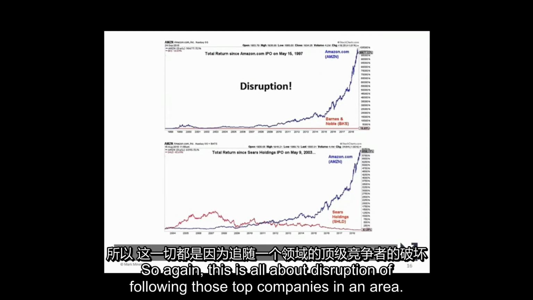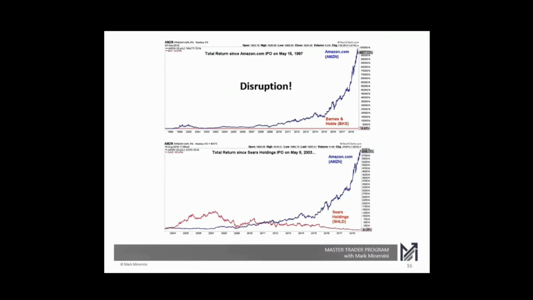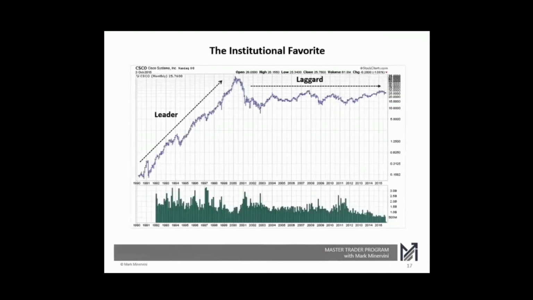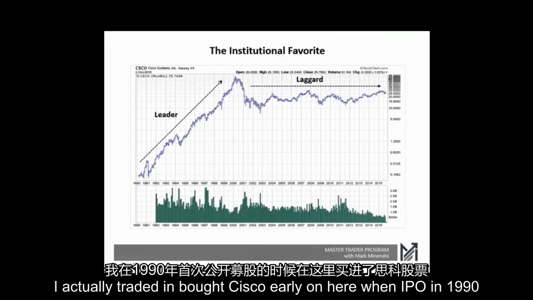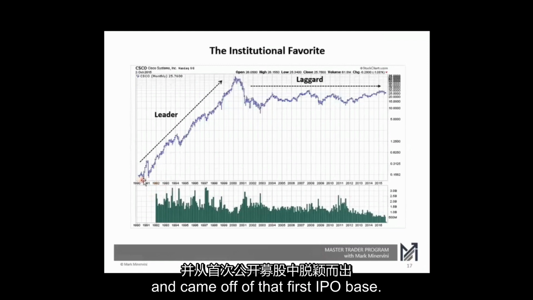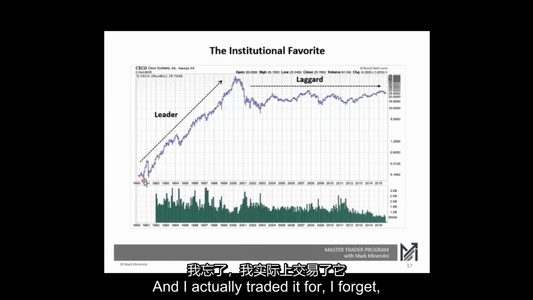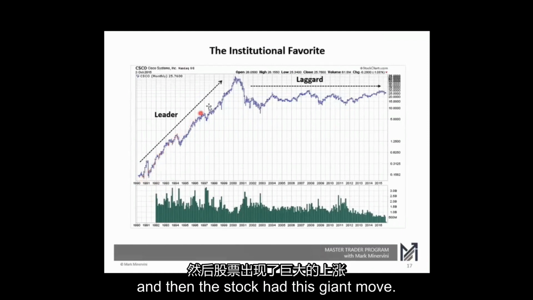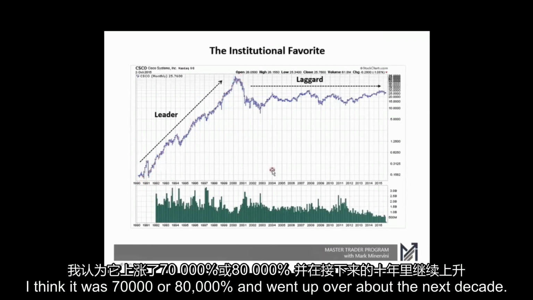Following those top companies in an area, and again, we're just giving you perspective here. Let's look at the institutional favorite now. Now, I actually traded and bought Cisco early on. It went IPO in 1990 and came off of that first IPO base. I traded it for a very small move. And then the stock had this giant move, I think it was 70 or 80,000%, over about the next decade.